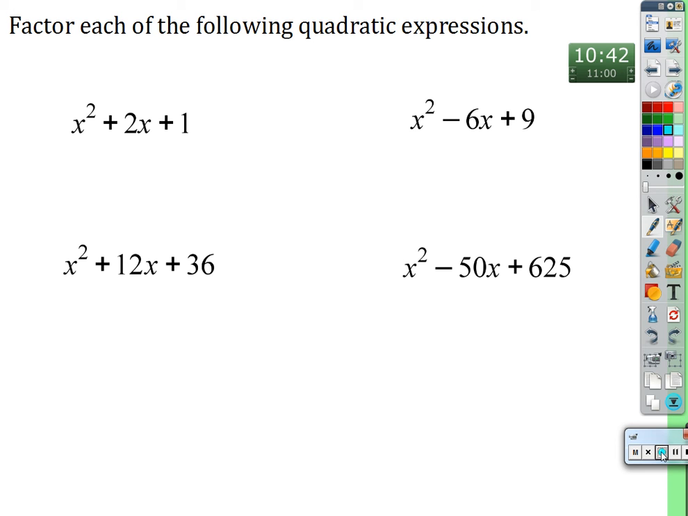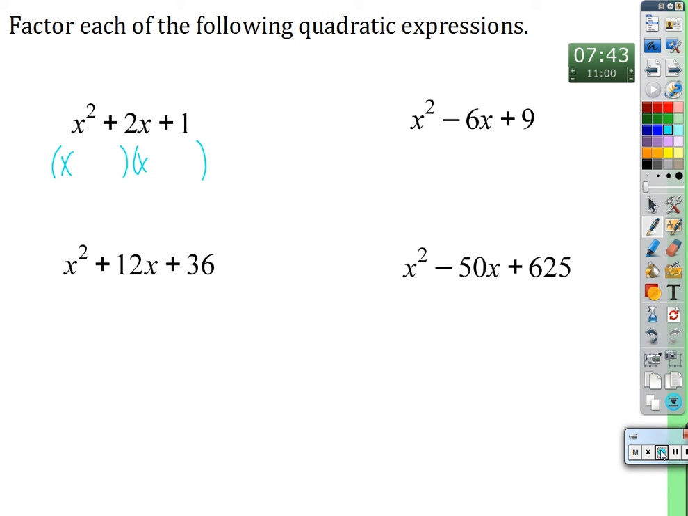All right, so all I want you to do right now is look into the recesses of your mind. Remember how we've already done factoring. I just want you to factor each of these. That means you're going to break it into two parentheses, so that when we multiply together, we get, in that case, x squared plus 2x plus 1, x squared plus 12x plus 36, and so on. Just factor all four of those. We're going to notice they all have something in common. I'll give you a few minutes to work on that.